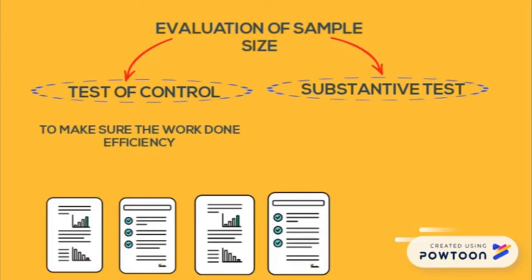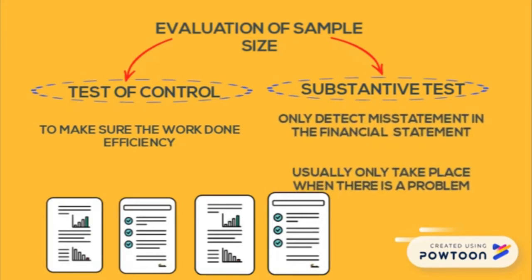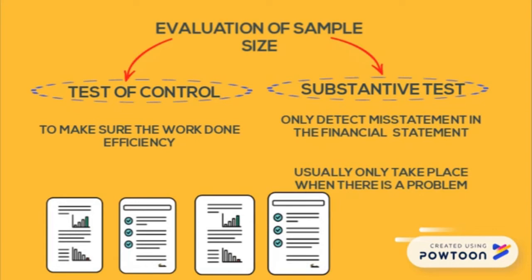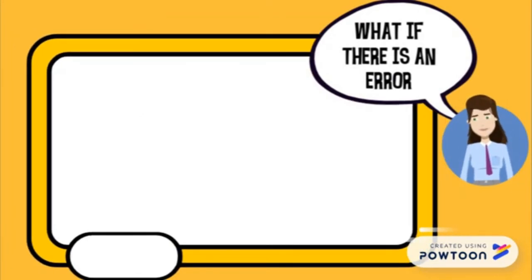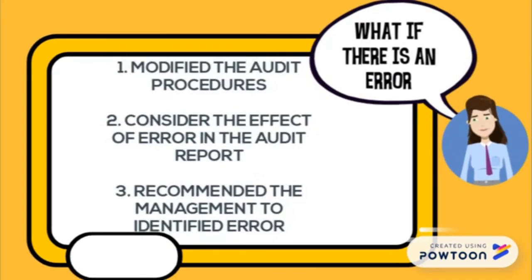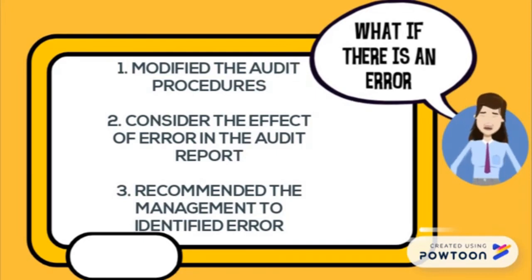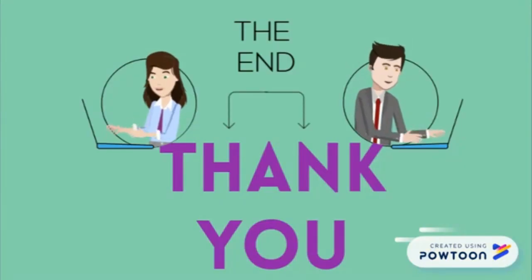Test of control is to make sure the work is done efficiently, while substantive test is detecting misstatement in the statement when there is a problem. What if there is an error? What we have to do is: 1. Modify the audit procedure. 2. Consider the effect of the error in the audit report. 3. Recommend the management to identify the error together. The end. Thank you.